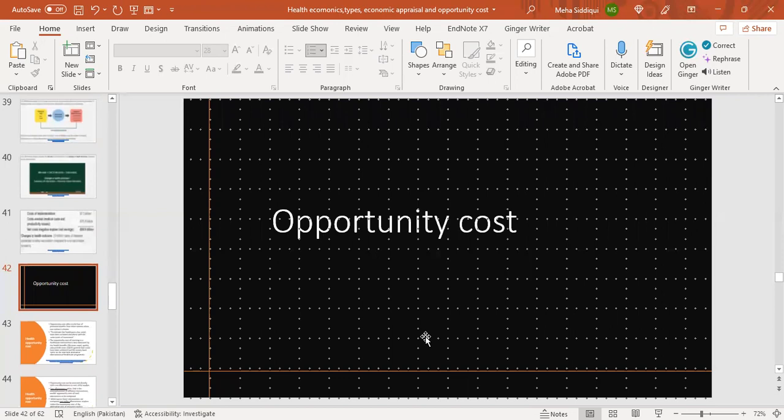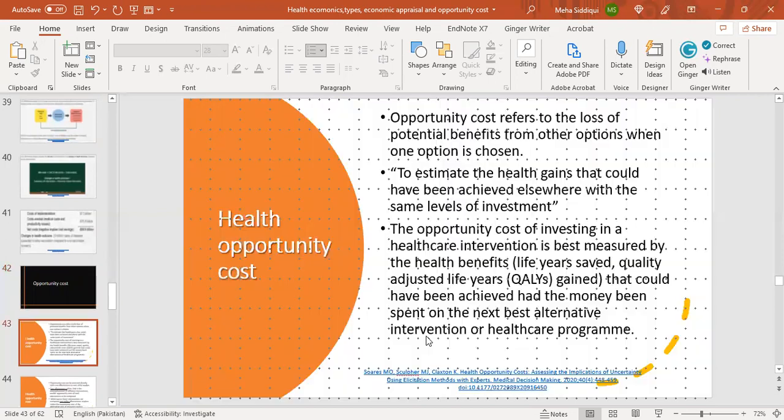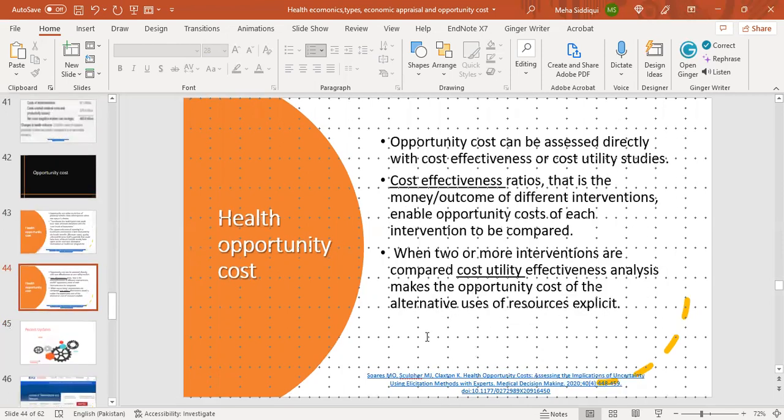Now moving on to our last topic of presentation, opportunity cost. Opportunity cost refers to the loss of potential benefits from other options when one option is chosen. To estimate the health gains that could have been achieved elsewhere with the same levels of investment, the opportunity cost of investing in a healthcare intervention is best measured by the health benefits, like life years saved or quality adjusted life years gained, that could have been achieved had the money been spent on the next best alternative intervention or healthcare program.